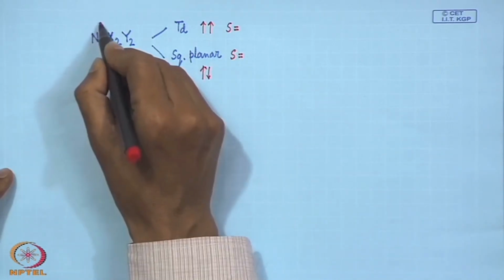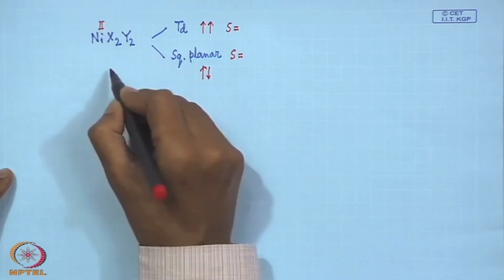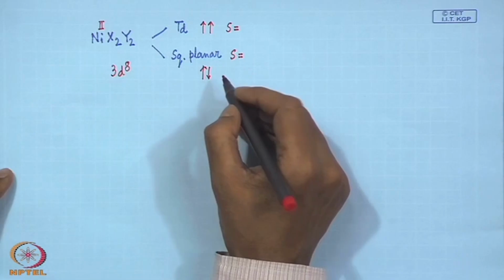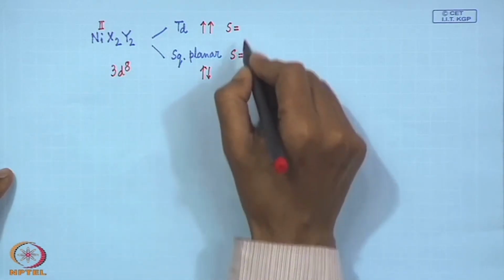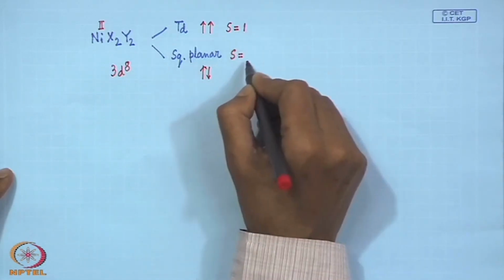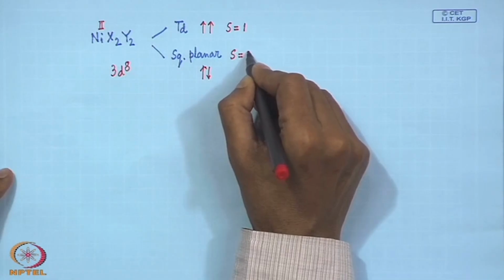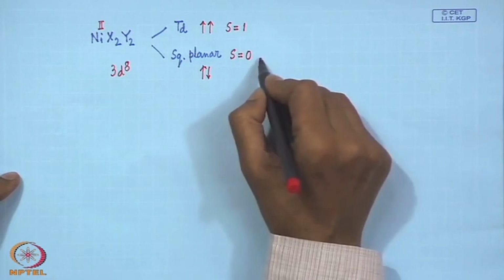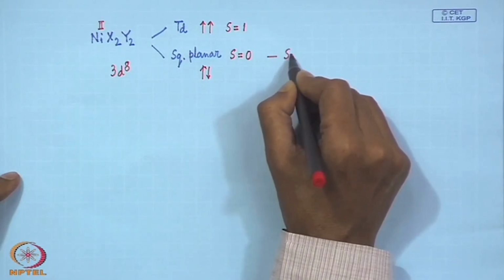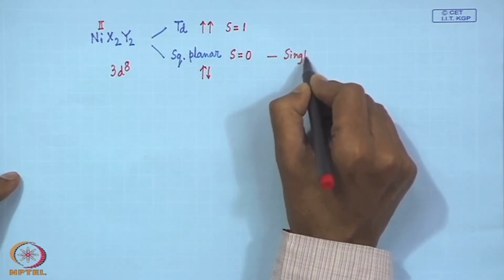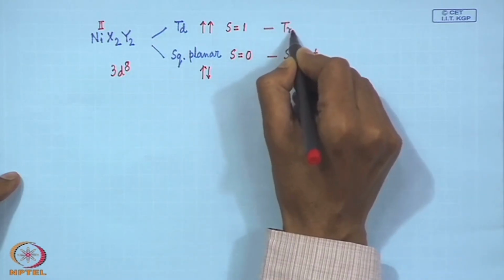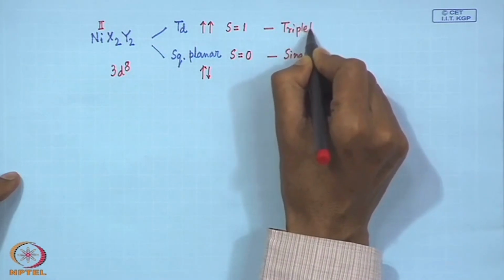If it is nickel in +2 oxidation state, which is a 3d8 configuration, in the square planar case all the electrons are paired. So, here you have electronic configuration S is equal to 1 and here S is equal to 0. So, this we will call a singlet spin state, and this we will call a triplet spin state.